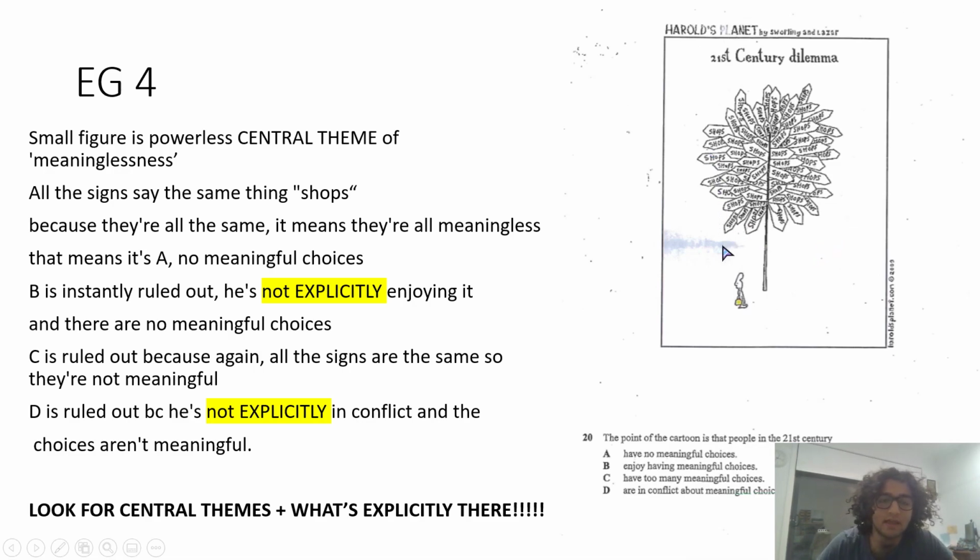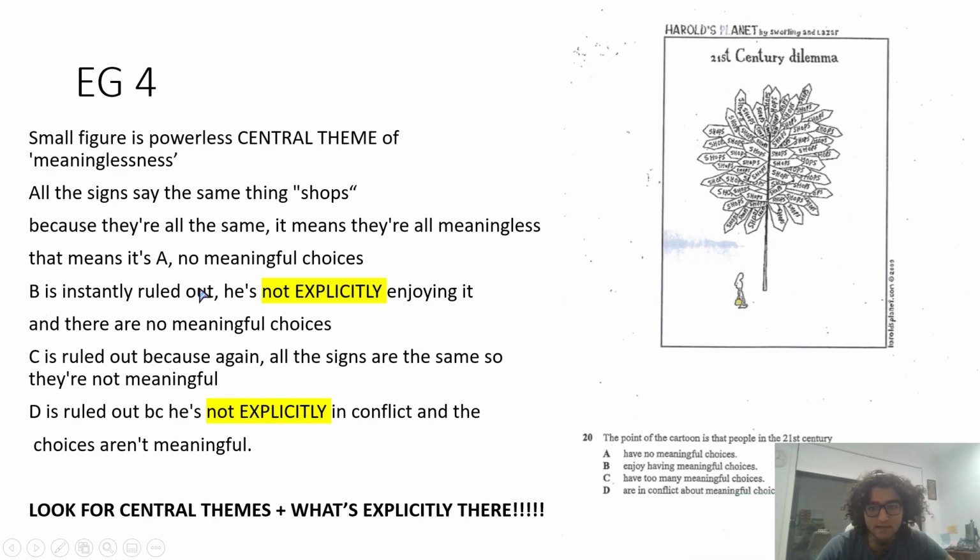Okay, so I'm looking at it. This guy's powerless, right? He's looking up, he's looking confused because he has no idea which shop to go to. He has no motivation to go to any of them, right? It's a completely empty world, and it's just a bunch of shops. So now let's look at why it's not B, C, or D.